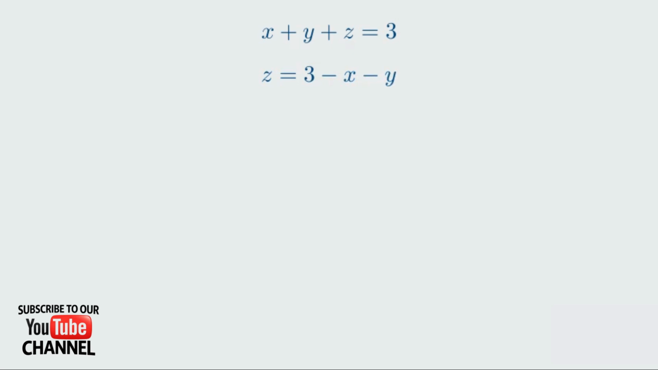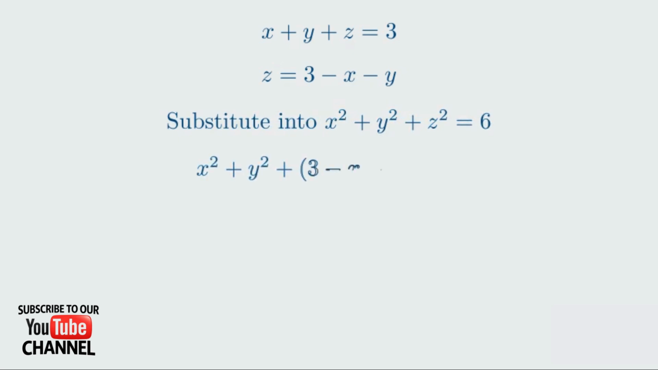The next step is to substitute this expression for z into our first equation, the equation of the sphere. This will eliminate z from the first equation, leaving us with an equation involving only x and y. So, we take our original sphere equation, x squared plus y squared plus z squared equals 6, and replace the z term. We substitute 3 minus x minus y in for z. This substitution is the key to simplifying the problem.